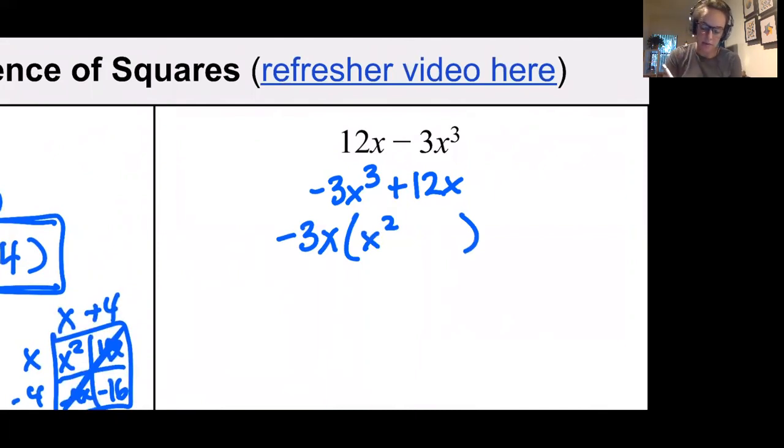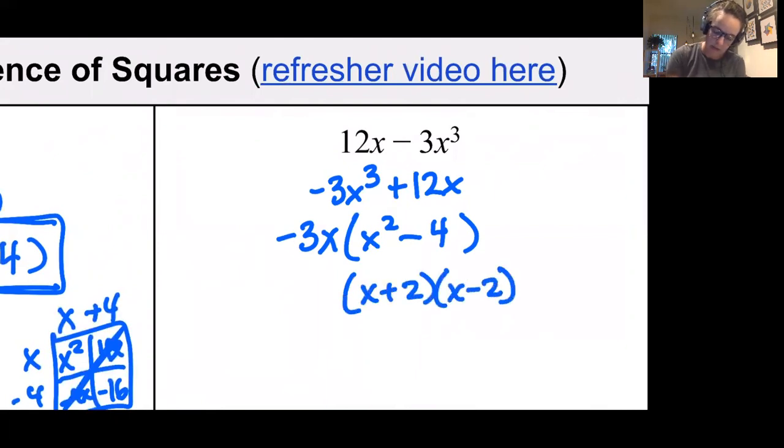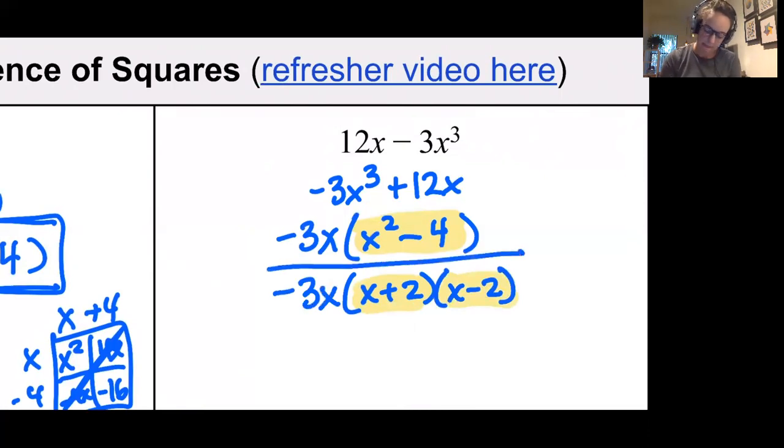Positive divided by a negative would mean that I have a negative left in here, because the negative and a negative have to make that positive. And then I have 4 here, which is great because this is now the difference of squares. Remember, it has to be subtraction. So this would be x plus 2, x minus 2. We're breaking this into these 2 pieces. And then we're going to bring down the -3x. And that would be our answer.